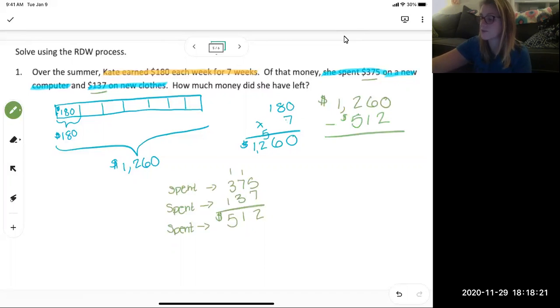So now I can subtract, and I know I'm going to have to regroup. Don't have to regroup in my tens place. I will have to regroup in my hundreds place.